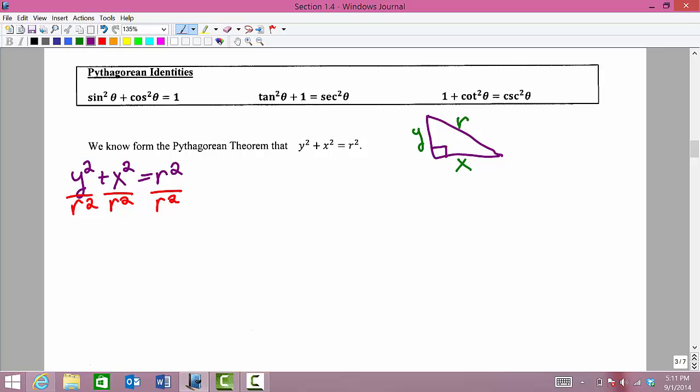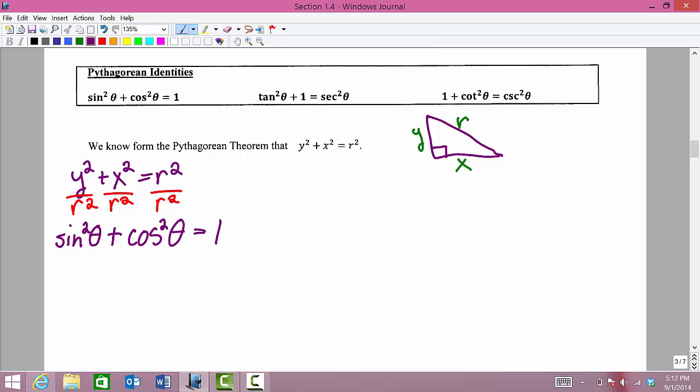So when I divide, well, y squared divided by r squared, that is the same thing as sine squared of our angle theta. Y divided by r would be sine, and y squared divided by r squared would be sine squared. Plus, x divided by r would be cosine, and since they're both squared, that would be cosine squared of our angle theta, is equal to r squared divided by r squared, which would be 1. So our Pythagorean identities come from the Pythagorean theorem.